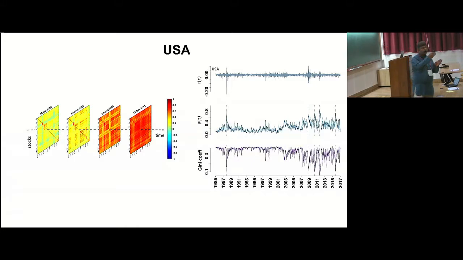So what we are seeing is that the market evolves and the cross-correlation structure changes very rapidly. And we are interested in these movements of the cross-correlations.